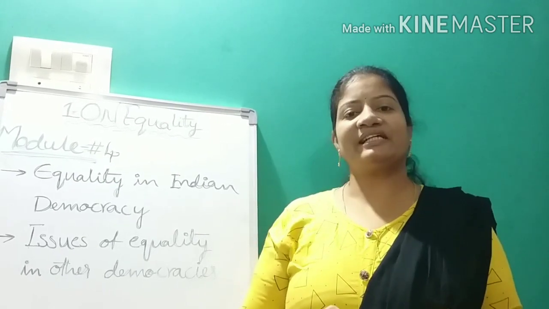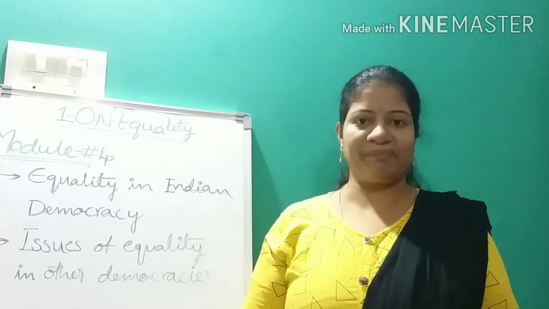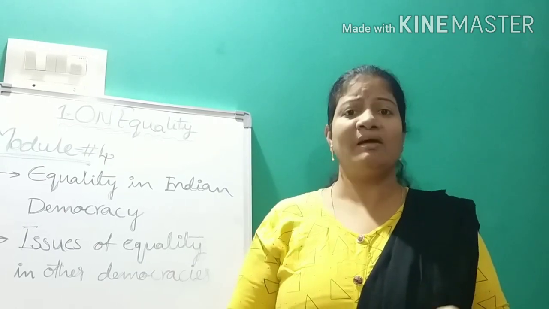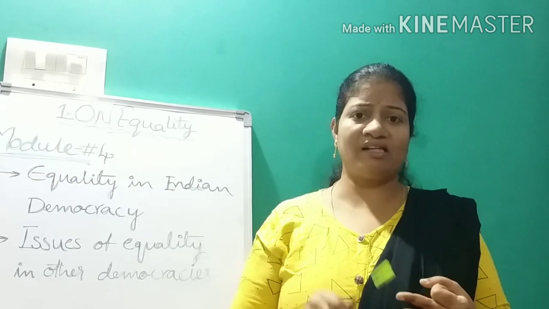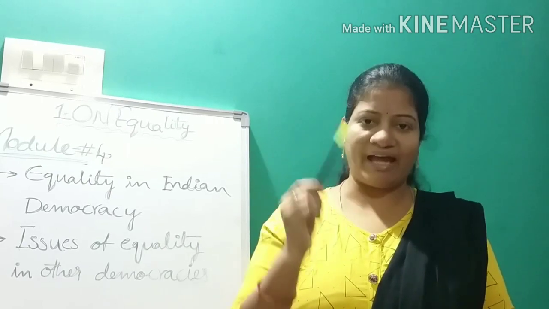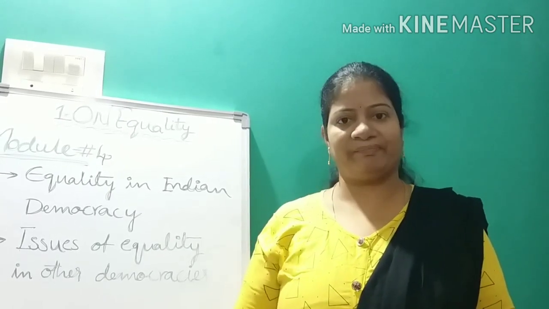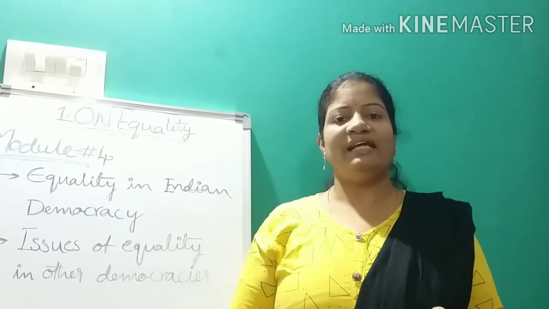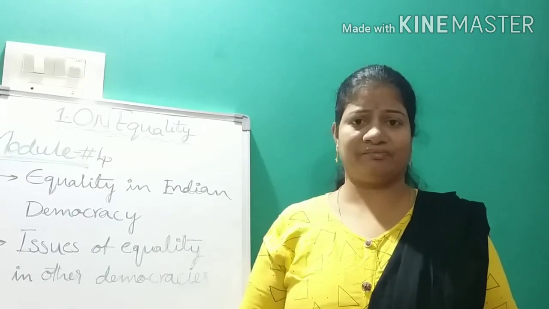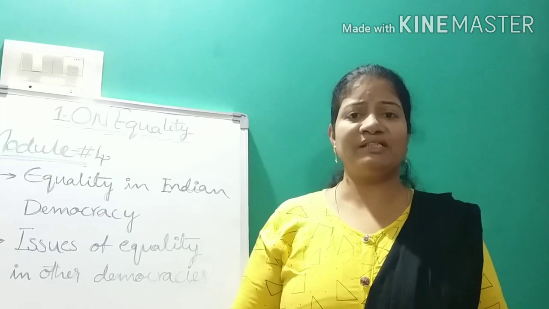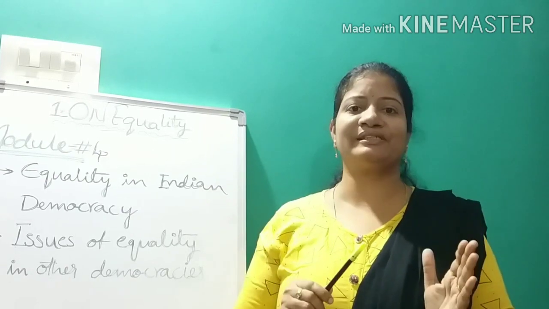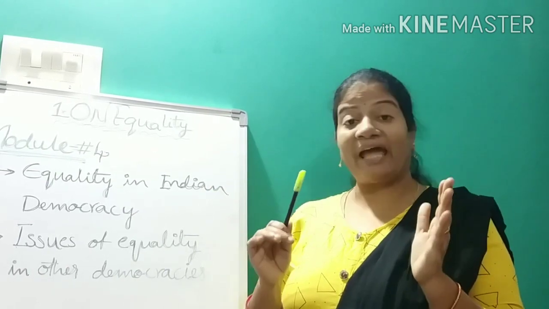Next, the second rule is that each and every person should have access to all public places: public wells, public parks, shopping malls, markets, shops, everywhere. And the next one is that each and every person should have equal rights. And the fourth one is the abolition of untouchability, right?